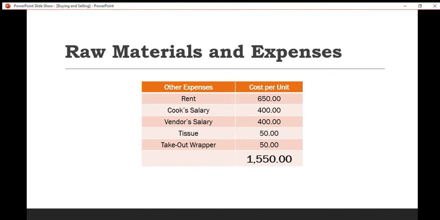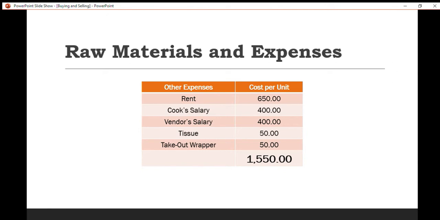Minsan iisipin ninyo, "Miss, puwede kaya na tanggalin na lang natin yung rent, tapos magka-card na lang ako, do'n na lang ako magtitinda?" Well, that depends upon you. Kasi, kung gusto mo talagang makamenos at mas malaki yung makuha mong profit, puwede po ba, miss, na 'wag na lang ako mag-charge ng cook salary na 400 pesos? Nasa sa inyo din 'yun.